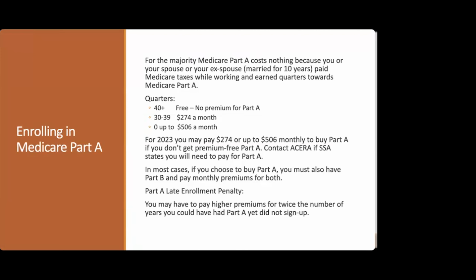Now, if you have less than 40 quarters, that's when you might start having to pay for Medicare Part A, okay? If you have between 30 to 39 quarters, it's $274 a month for Part A. If you have 0 quarters, it's up to $506 a month for Medicare Part A. In 2023, these are the costs. It does change year to year. Sometimes it stays the same, but it can change year to year, and it's up to Medicare to decide how much that amount is that you may pay for Part A. But historically, if you have 40 plus quarters, Medicare Part A is free because you have been paying into it, or you paid into it while you were working.